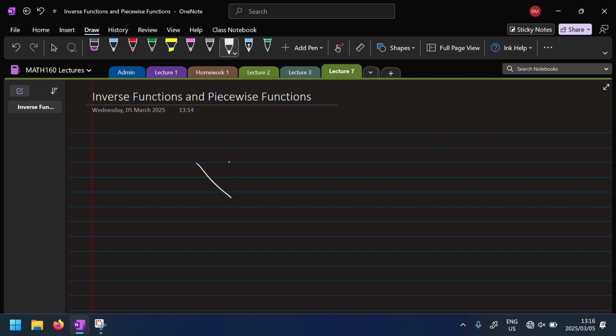Okay, so recall we had some set x, some set y. We could go from x to y using f. And the whole idea of the inverse function is that we wanted to go backwards. So instead of going from x to y, we want to go from y to x. And we called this f inverse.